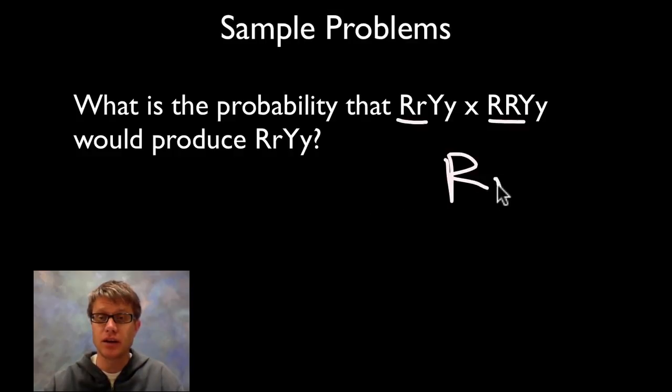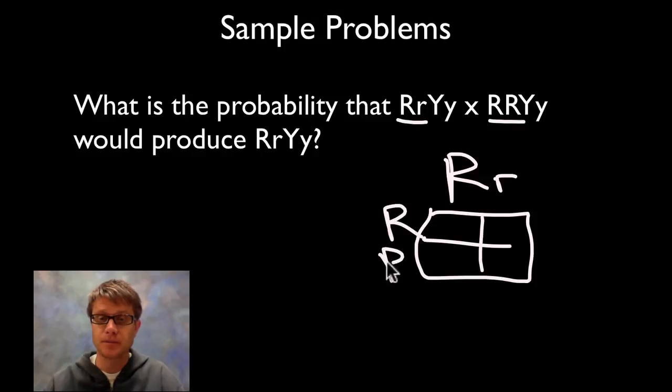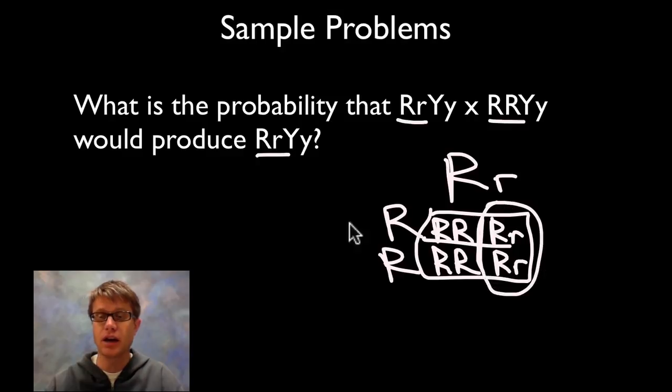So I could write it out like this, big R, little r, crossed with big R, big R. And so that's going to be big R, big R, big R, big R. Big R, little r, big R, little r. So the odds that we're going to produce this, you can see, is a 2 in 4 or a 1/2 probability. So you just write 1/2 underneath this one.